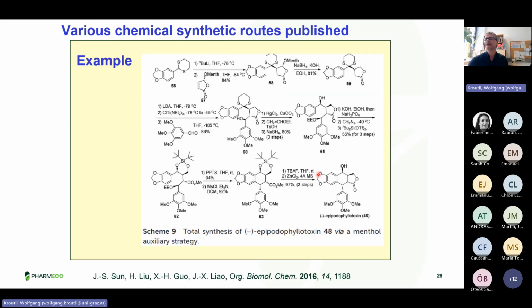Well, there are several chemical routes published. Here is one from 2016 to get to epipodophyllotoxin in around 16 steps.